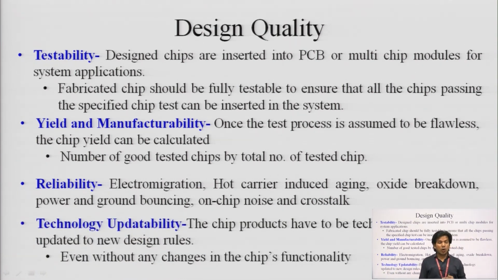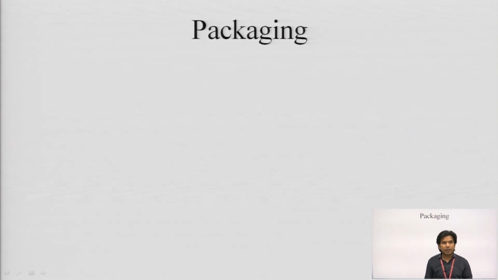The last is technology updatable. Whatever chip we have designed, the chip products have to be updatable to new design rules. Whatever new design rules come for a different technology node, the previously designed circuit should be updatable. It should not be that once we have designed it, we cannot transfer it to the new technology node, even without any changes in the chip functionality. The chip functionality should remain the same in the previous technology and the new technology, but it should be updatable.